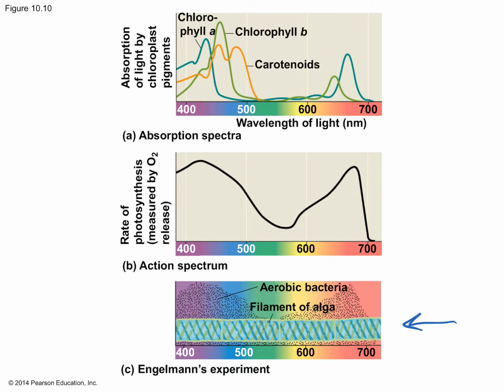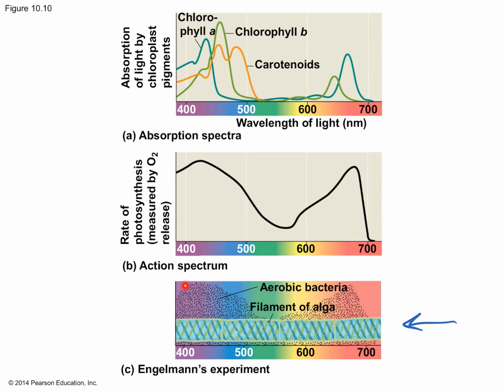All right. Then he shone the visible colors of the spectrum, the rainbow, as you see here, from 380 to 750 or so nanometers across that filament of algae. He took light and split it out with a prism. And then he looked to see where the bacteria grew best. And he did bacterial counts after some time.